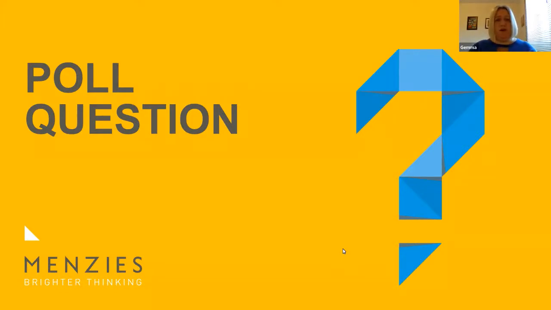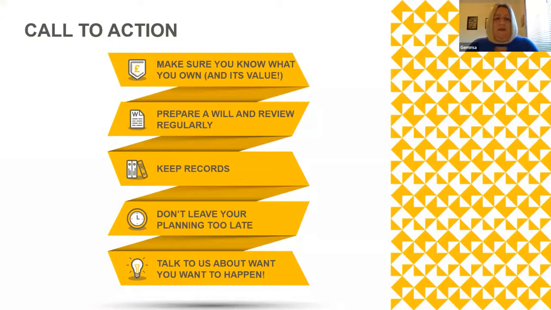And if we move on to the next slide, this is just to sum up the important things we think you should take away from today. Make sure you know what you own and how much it's worth. Make sure that you have a will so that you have control over where your assets will pass and that this is looked at regularly. Any sort of planning that you decide to undertake, make sure you keep records so that it's clear to everyone what you were intending. Don't leave your planning until you're quite elderly, when it may be too late to achieve a lot of what you could have done many years earlier. And come and talk to us if we can help in any way about what you want to happen.